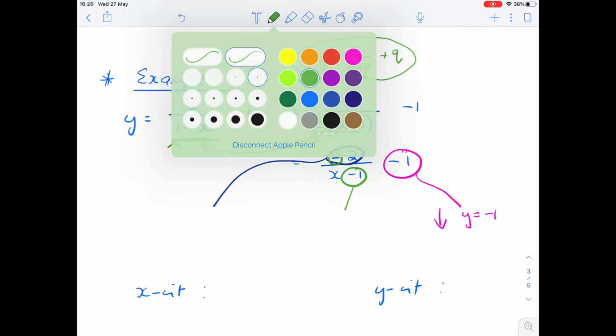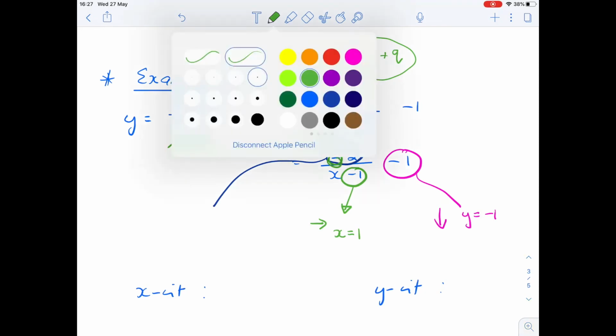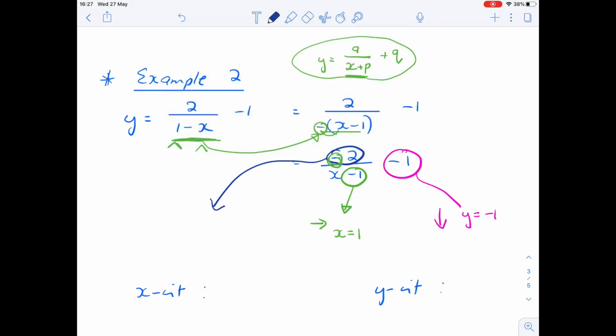Then we have a look at this here, x minus 1. Remember, it's in the opposite direction, so it's going to move that way. So that means my x asymptote, or my vertical asymptote, will be x equals 1. And this minus over here indicates, because it's a negative, my hyperbola's branches or arms are going to be in those two quadrants.